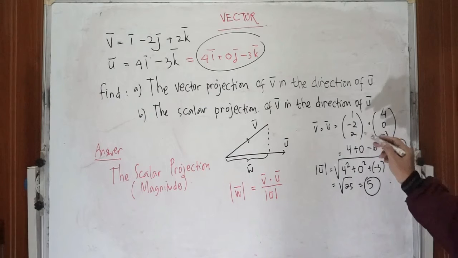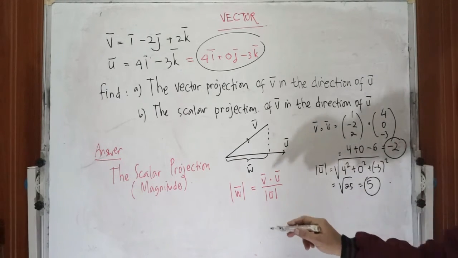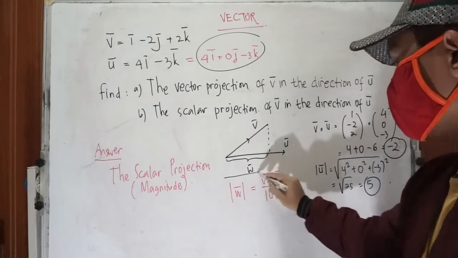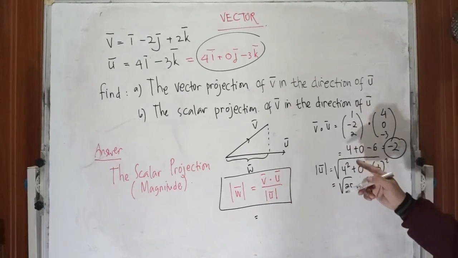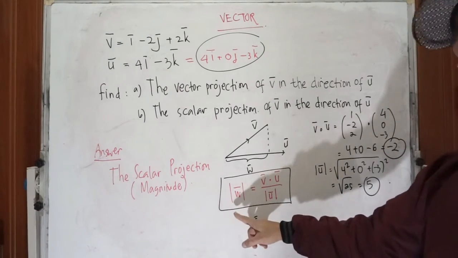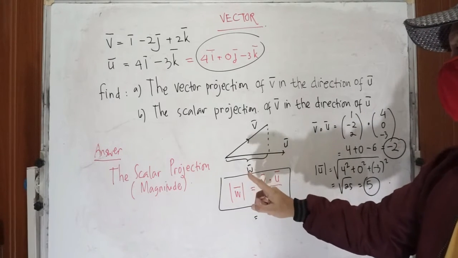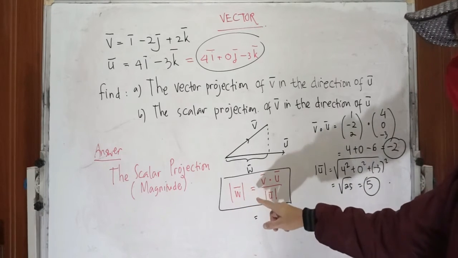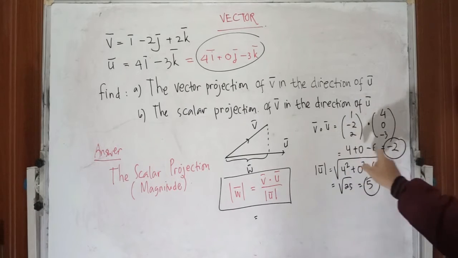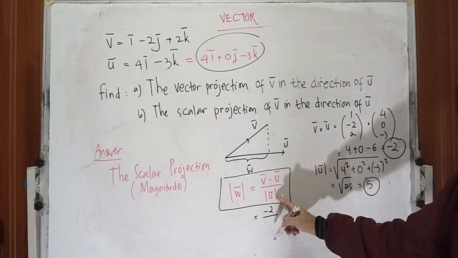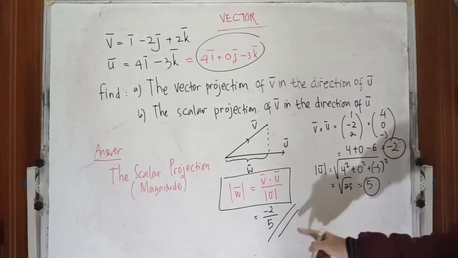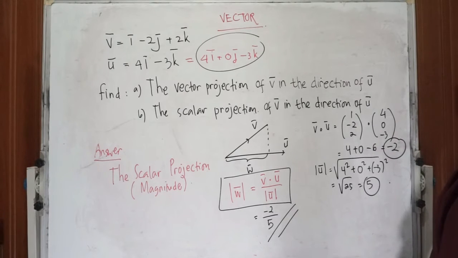Now we are going to insert all the previous calculations into the formula. The scalar projection is vector V dot vector U over the magnitude of vector U. Okay, this is the formula. The magnitude of the scalar projection, the magnitude of vector W, equals V dot U over the magnitude of vector U. V dot U, we got minus 2. The magnitude of vector U is 5. So the scalar projection of V in the direction of U is minus 2/5. Clear, students? Thank you very much.